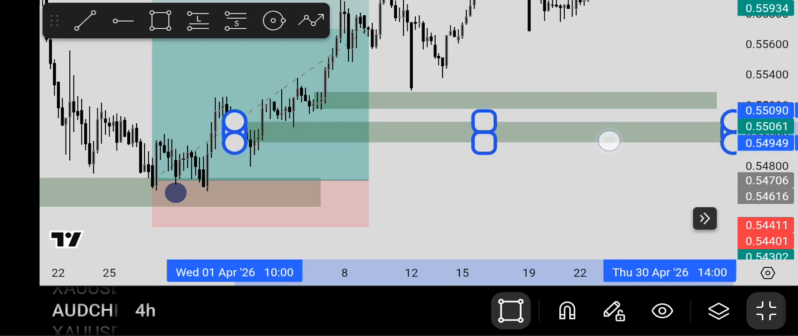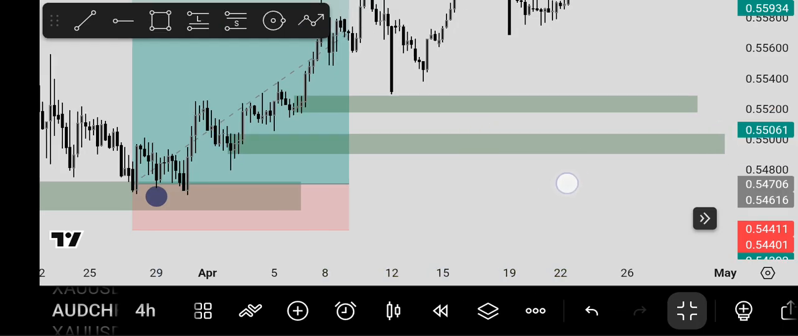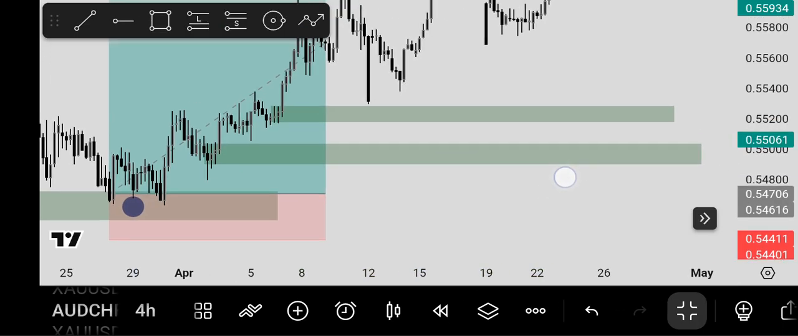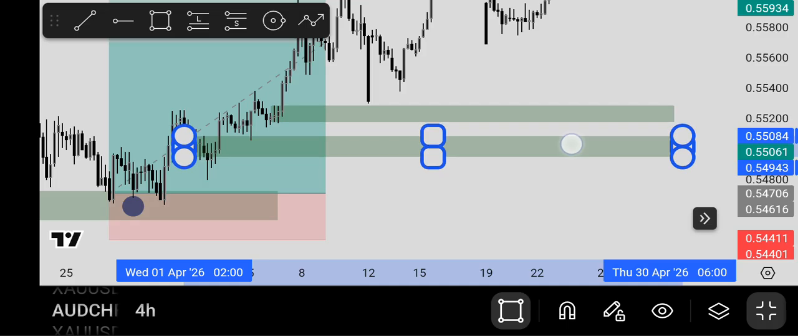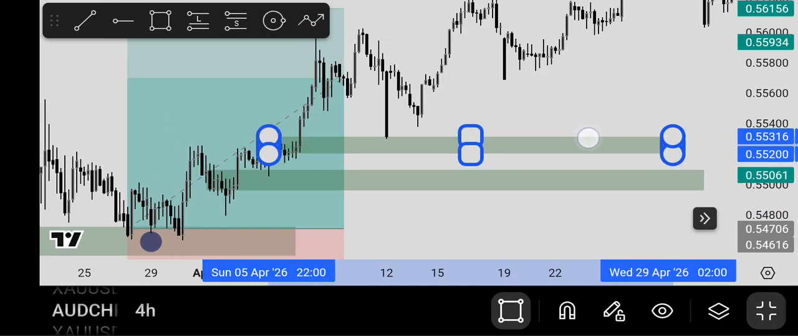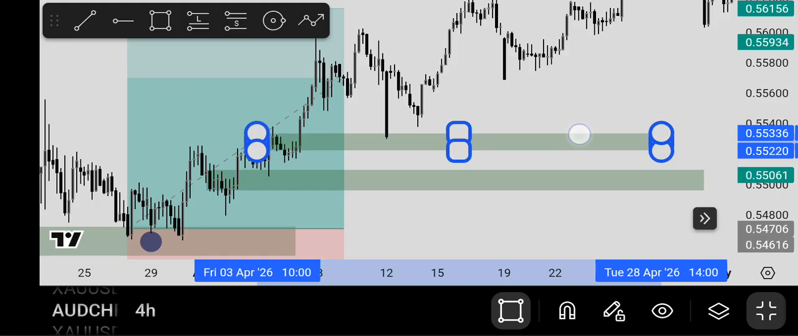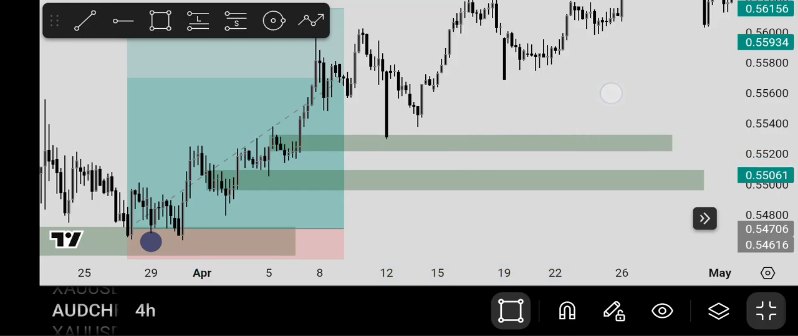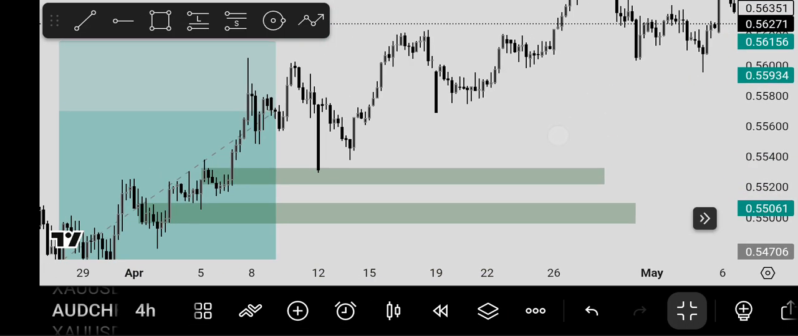Price already tapped into it. If you do this, price already tapped into it. Yeah, price already tapped into the consolidation part of the price. About this one, price tapped into it, but the movement was a little bit strange.